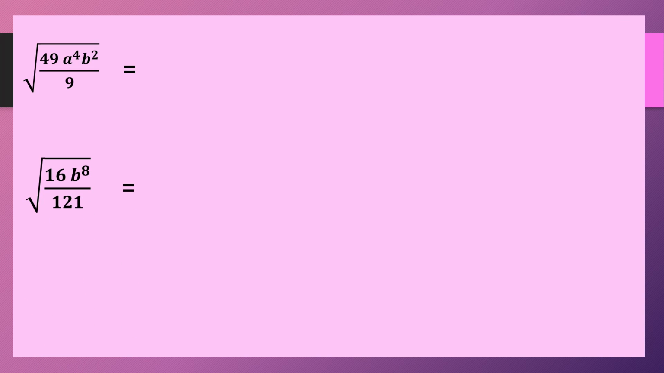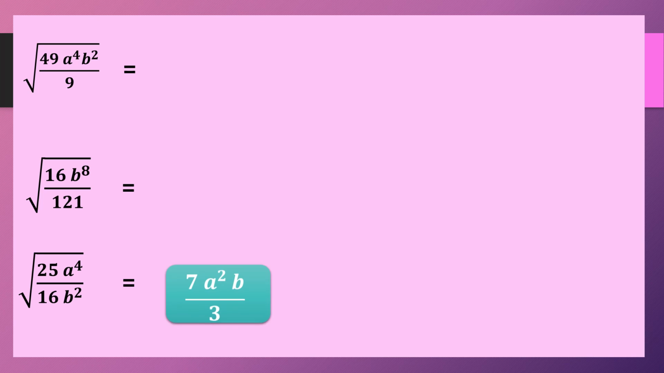The square root of 16b power 8 over 121 equals what? Well, 4b power 4 over 11. And the square root of 25a power 4 over 16b power 2 equals 5a power 2 over 4b.